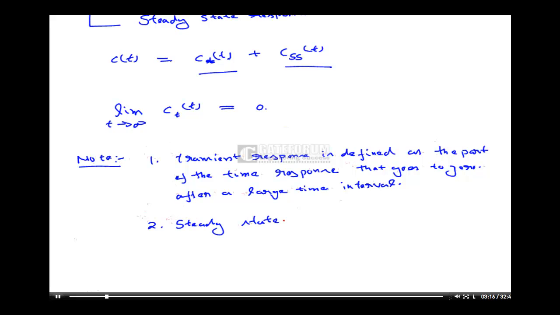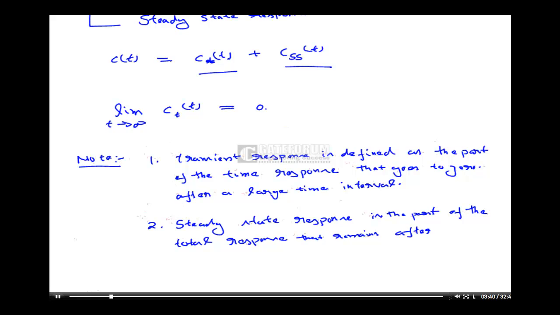Steady state response is the part of the total response that remains after the transient response has died out. So the total time response is the sum of steady state response plus transient response.